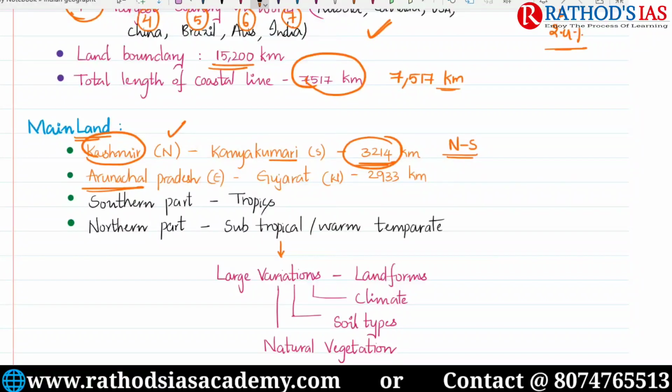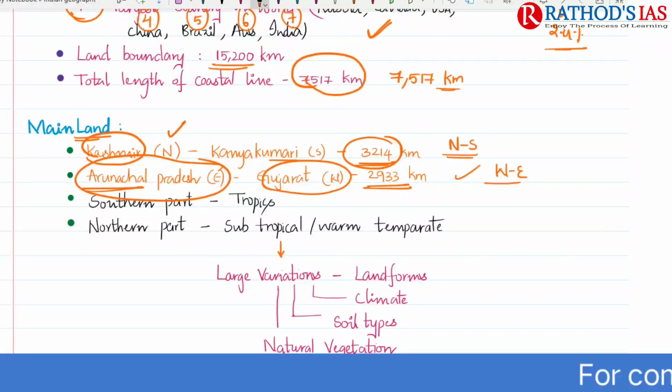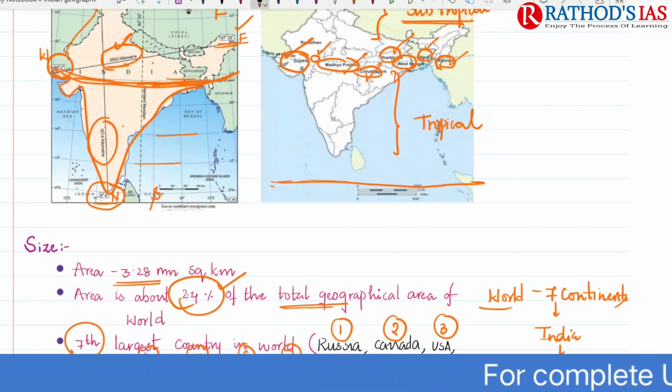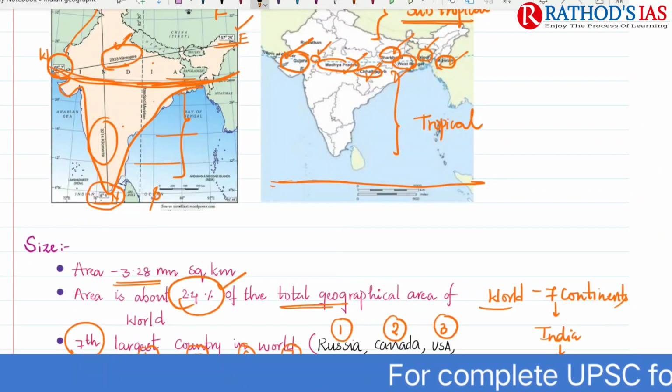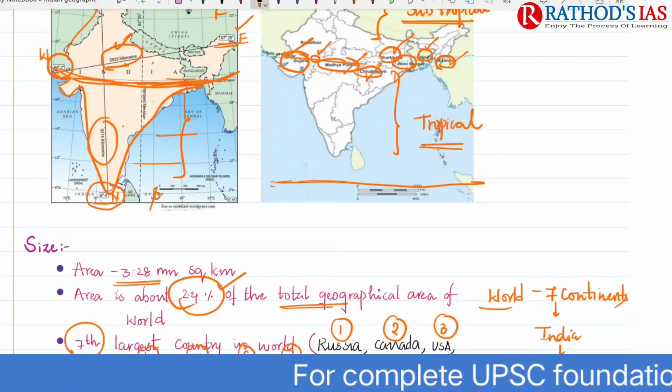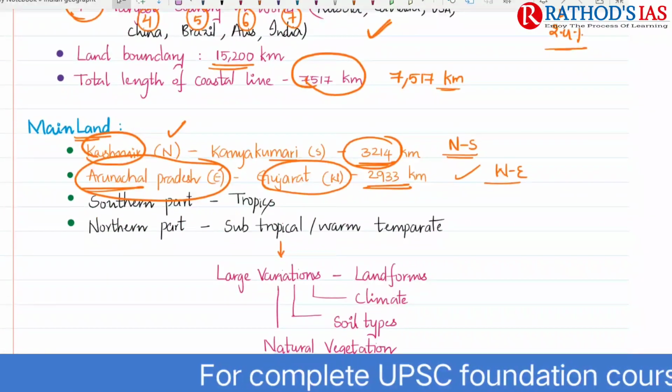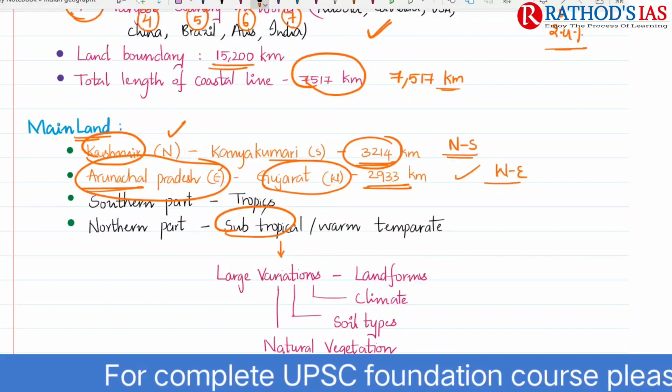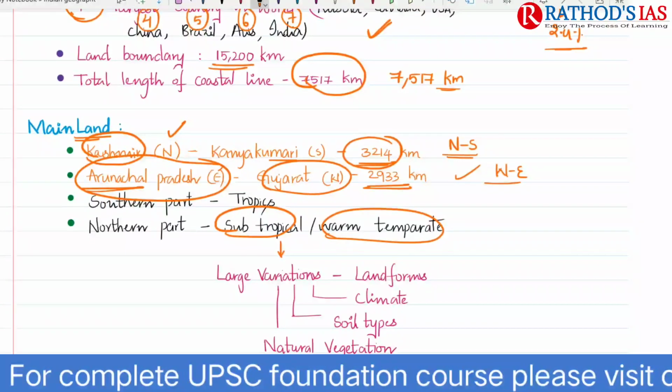And if you see the eastern mainland, which mainly extends from Arunachal Pradesh in the east till Gujarat in the west, it is 2,933 kilometers. It is the west to east or east to west extent. And if you are talking about the southern part, below this Tropic of Cancer, it mainly comes under the tropical region, and above this Tropic of Cancer, it mainly comes under the subtropical or warm temperate region.